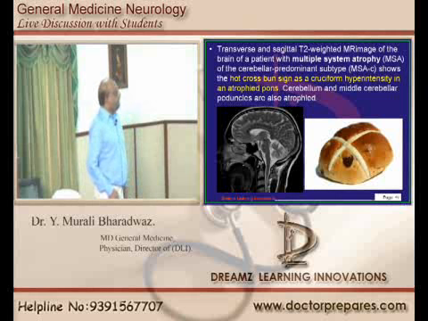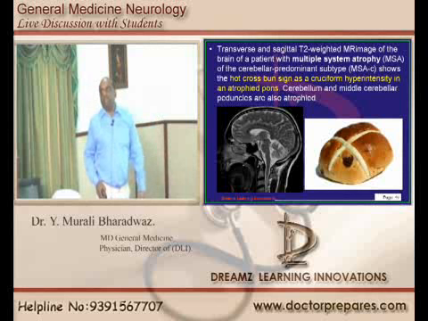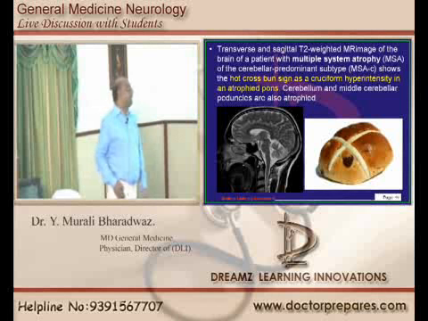Sure, doctor. Because of this, the area looks like a typical hot cross bun sign. It looks like a cross bun. This is what you see in multisystem atrophy if you look at the MRI.